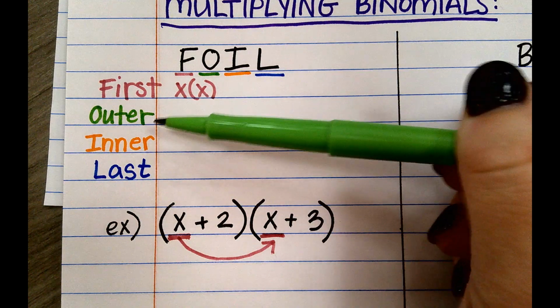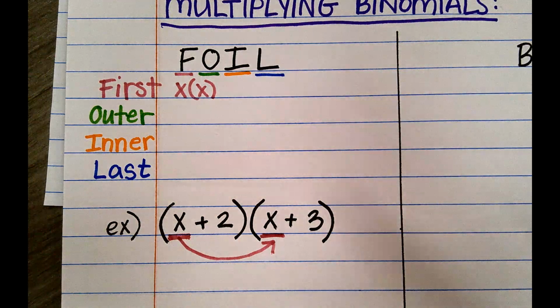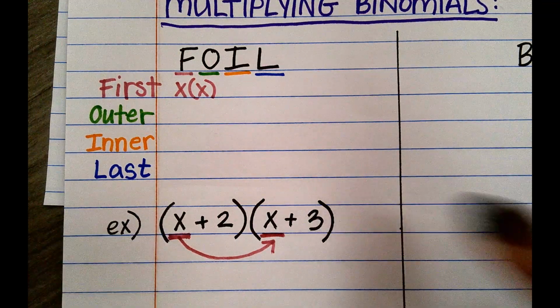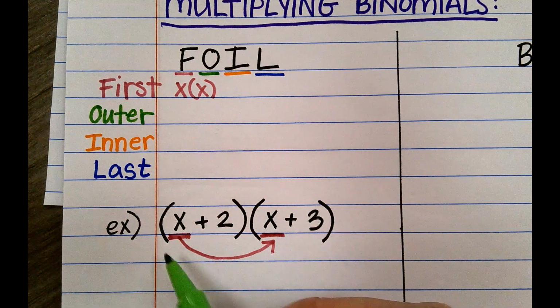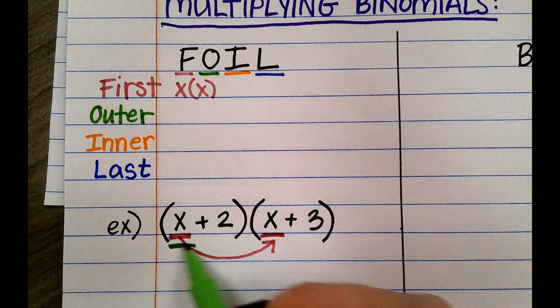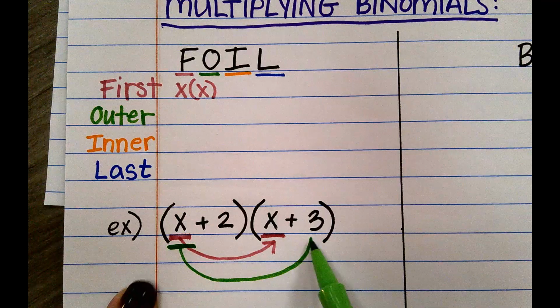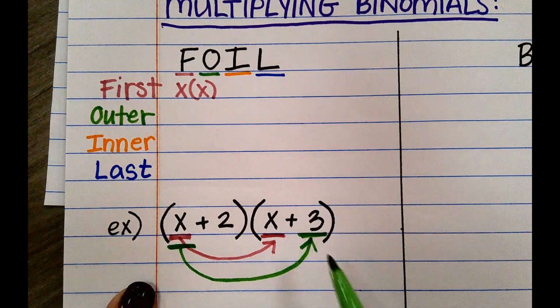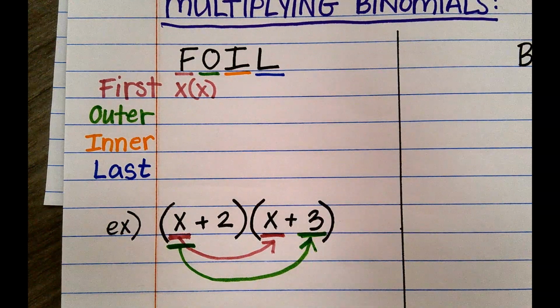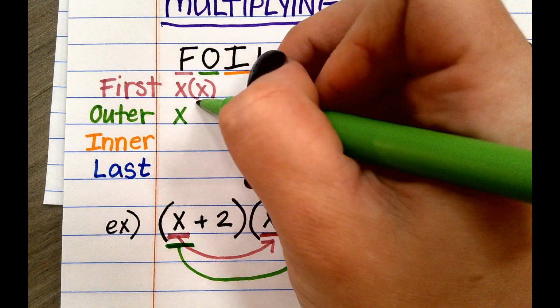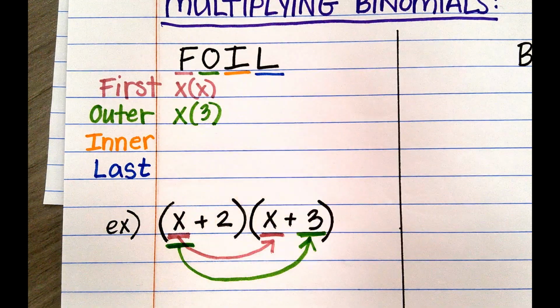Next we move to outer. Now when we talk about the outer terms, we're talking about the very farthest outside terms. So that would be the x and the 3, right? Okay, so we're going to take x times 3.